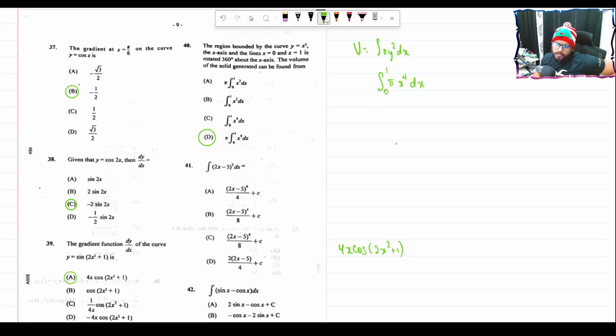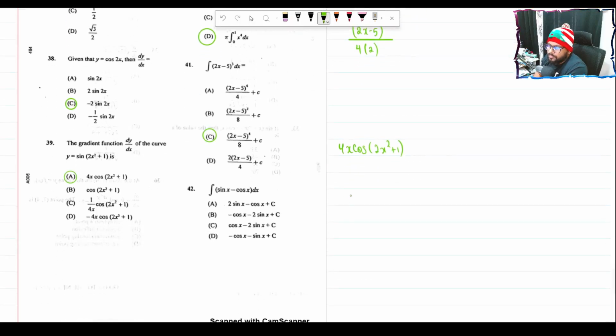Similar question to something we did in the last paper. 2x take away 5, cubed. Integrating: adding 1 to the power, dividing by the new power, and I have to put the differential of the brackets on the denominator. So we have 8 on the denominator, obviously plus c, and we have 4 as the power. So the answer is C.